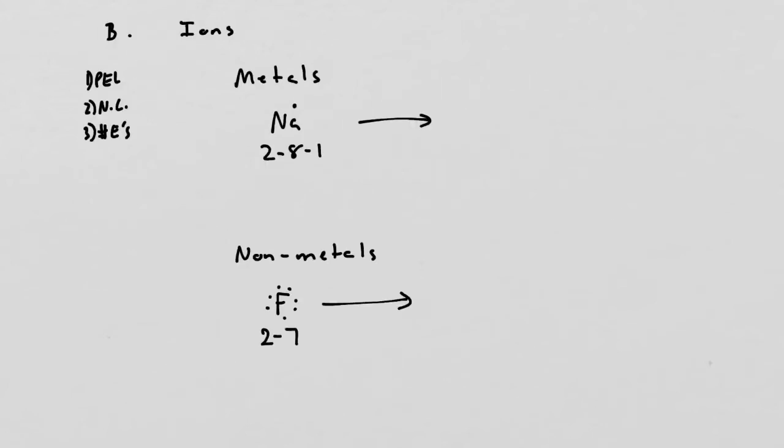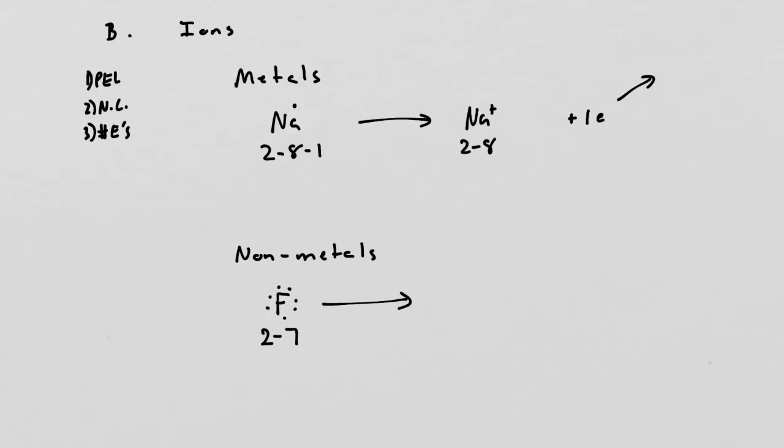So let's talk about ions. Now, metals and nonmetals do different things when they form ions. Metals tend to lose electrons. So sodium, which is 2-8-1 as an atom, will lose its one valence electron. Okay, and that will go somewhere else. It will give it to some nonmetal, maybe fluorine. Okay, and when that happens, the sodium ends up being 2-8.